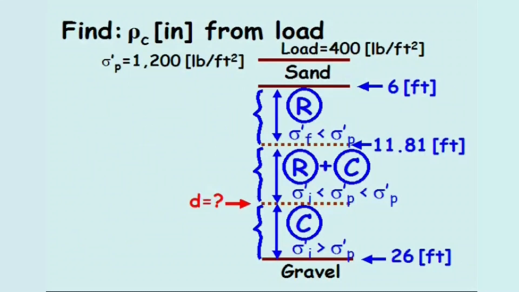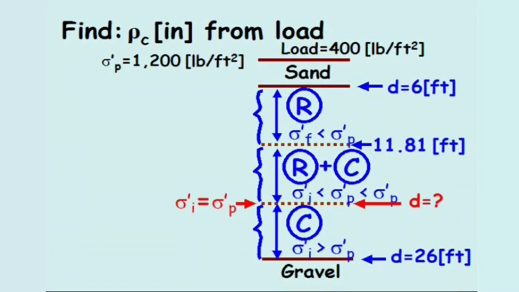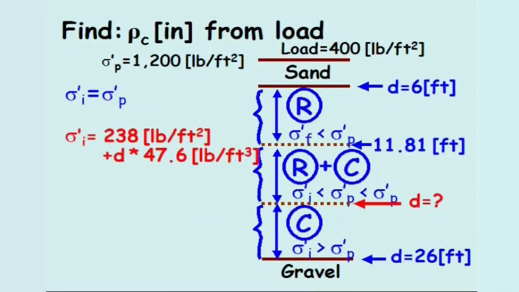Next, the depth at which recompression no longer occurs is where the initial stress is equal to the pre-consolidation stress. Again, we use our equation relating initial stress to depth and substitute and solve for d. Here, d equals 20.21 feet.